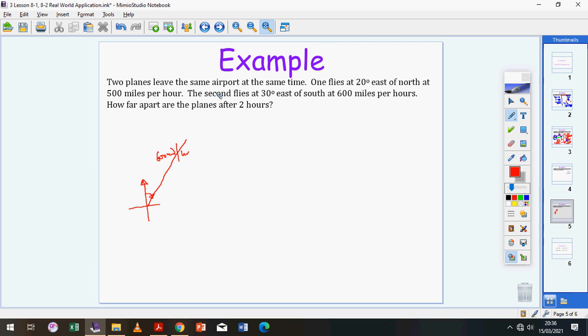The other flies at 30 degrees east of south. So this is the first plane. The second plane flies, they leave the same airport at the same time. So the second plane also has to leave this same airport. And it flies 30 degrees east of south. This is south. So east of south is this way, 30 degrees. So it's going like that. This is 30 degrees. This was 20 degrees.